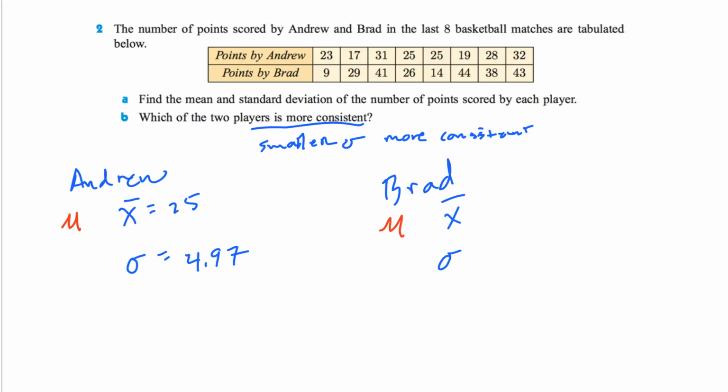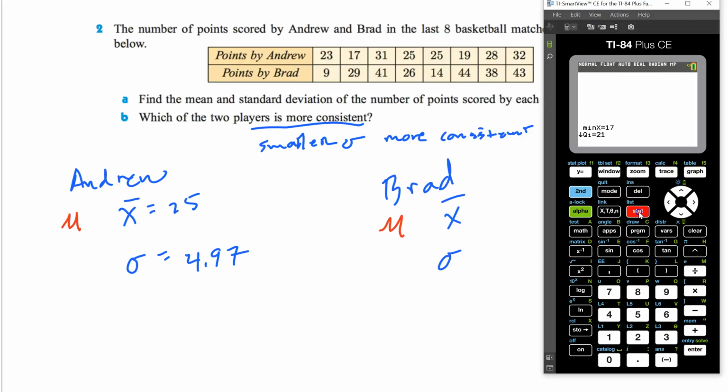Now let's look at Brad's. I'm going to do the exact same thing: stat, calculate, one variable stats. Now I'm going to change this to L2 because I had Brad in L2. So second L2. Again, no frequency list still. Plug it in. Brad's average is 30.5 and his standard deviation is 12.5.